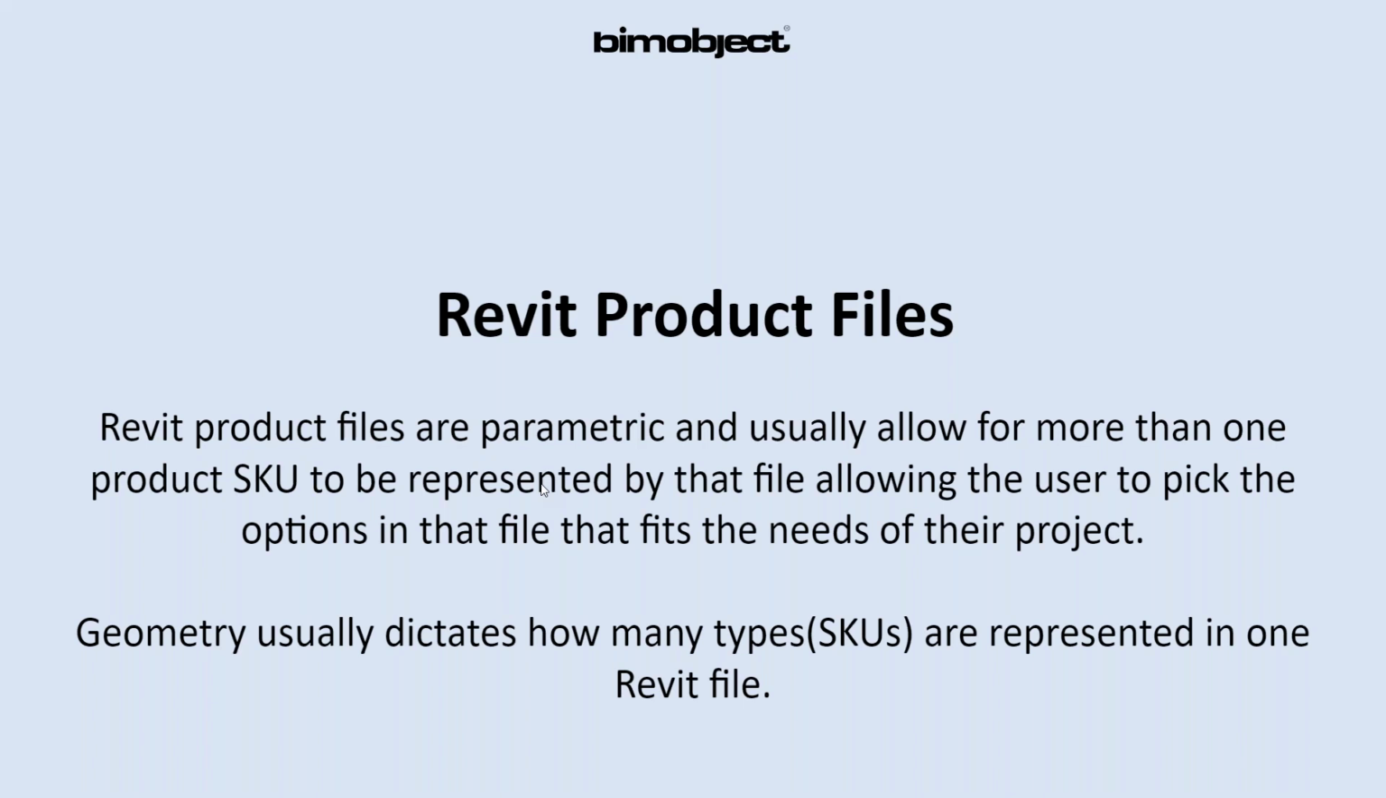And then it goes for a lot of other types of files like furniture files and those types of things. So it's parametric. So you don't think you need a Revit file for each SKU that you provide. Think of it as, if you have a product series, that's usually one file. But every product's different, so we have to evaluate them on a one-to-one basis. Ultimately, geometry usually dictates how many types of SKUs are represented in one Revit file. If you have a series of products and they're totally different geometries, those will probably end up being separate files.